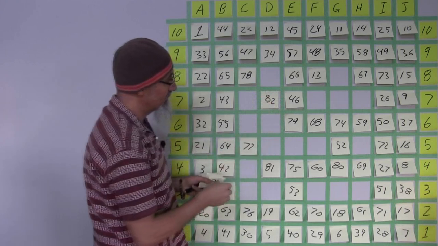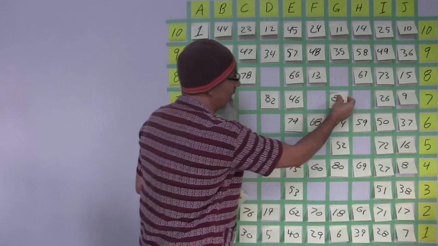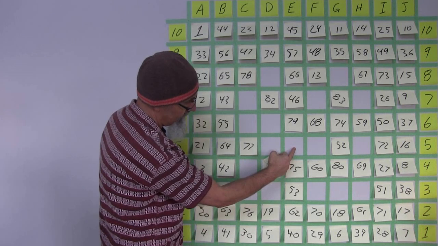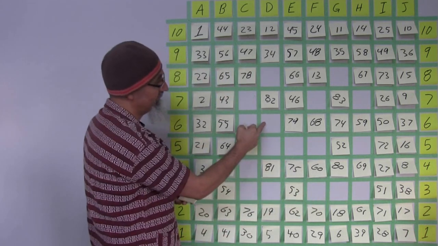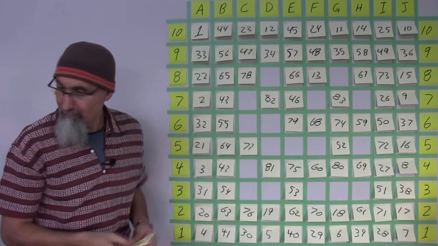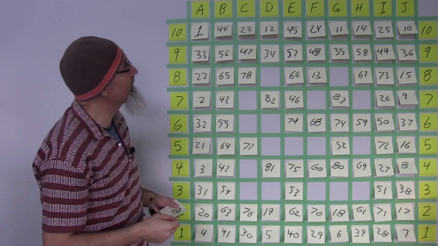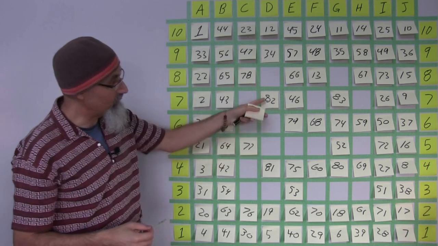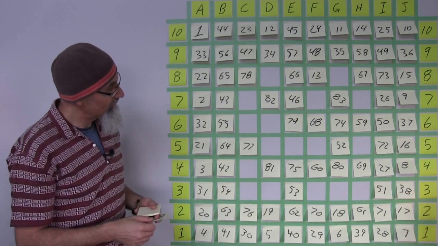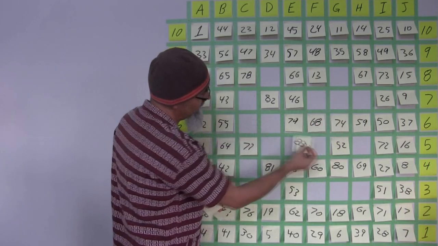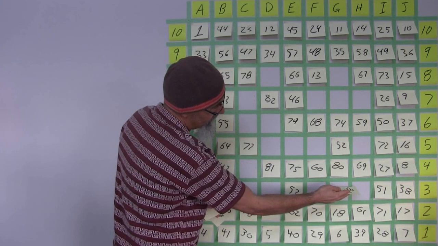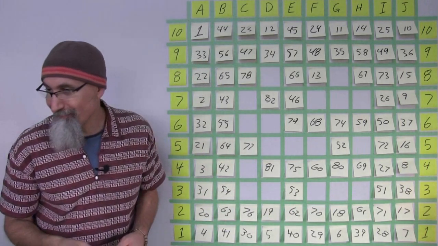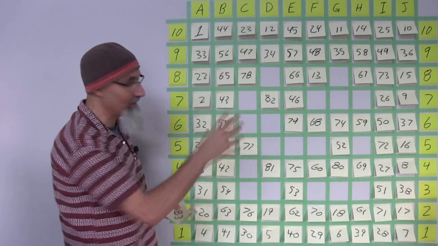82, 83, 84, 85, 86, 87. Oh, man. Where do we go? D7. D7. Yeah? From 81 to 82, 83. Where can we go with 83? We could go here. 83, 84. Oh, we're in a jam. Definitely in a jam. I think we're in a jam. We might have spent too much time in one area.